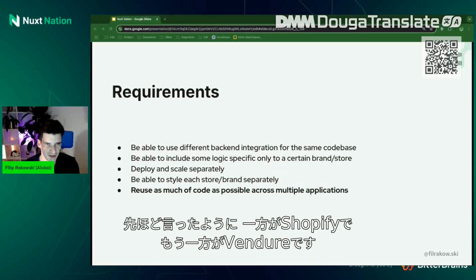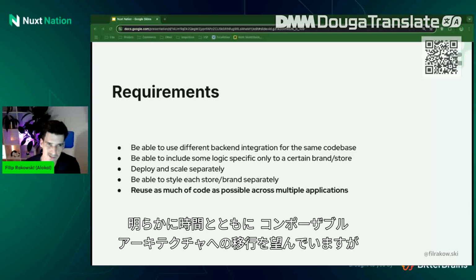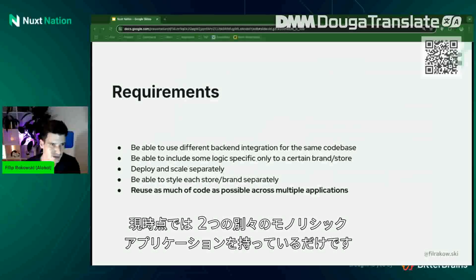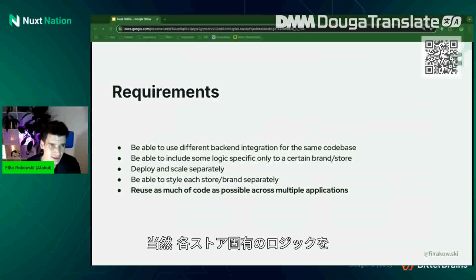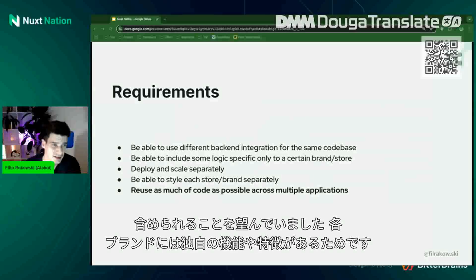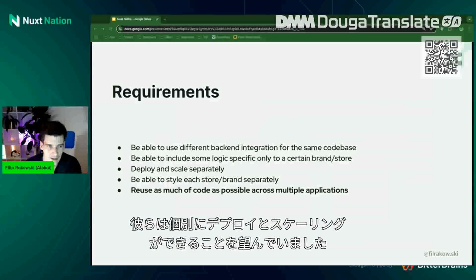As I said, one is Shopify, another is Vendure. Obviously, over time, they probably want to migrate to a composable architecture, but for the time being, they're just having 2 separate monolithic applications. They wanted to be able to include some logic specific to each store and maybe each region, as each brand could have unique capabilities and unique features.